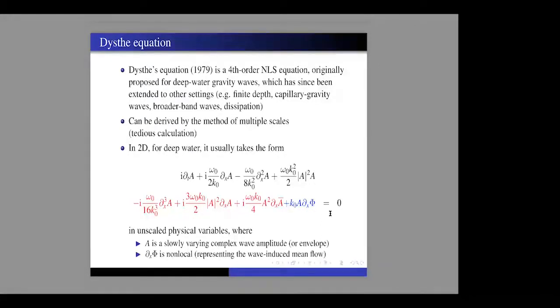So why do we have this non-local term? Because of the nonlinear interactions. So even if you start with just one harmonic, over time it's going to generate higher harmonics and lower harmonics, hence the mean flow.